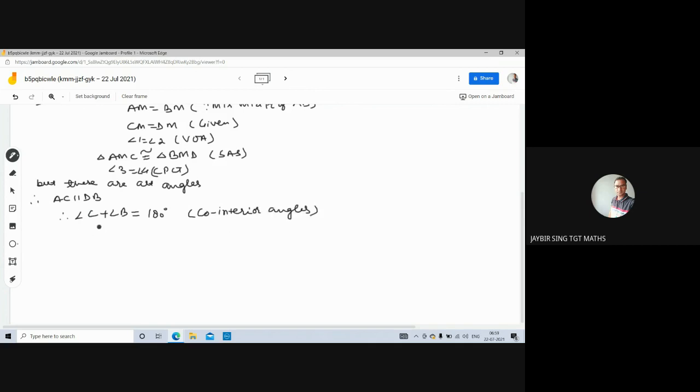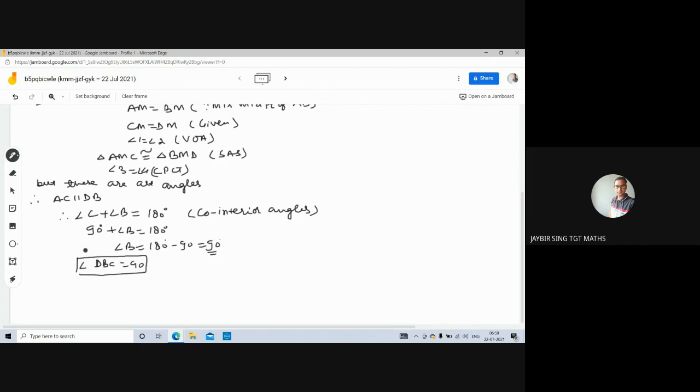And angle C is already 90 degrees. So B will be 90 degrees also. So B is equal to 180 degrees minus 90 degrees. This is 90 degrees. So we can say angle DBC is 90 degrees. Now third part, we have to prove triangle DBC is congruent to triangle ACB.